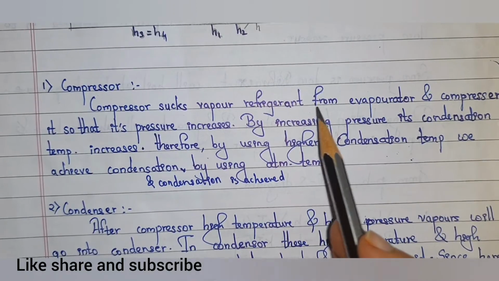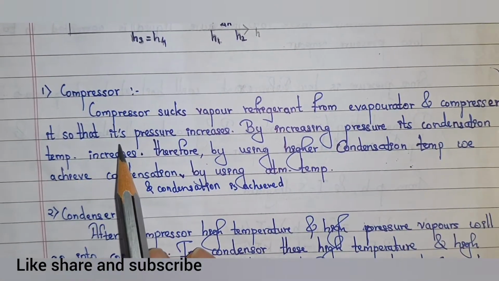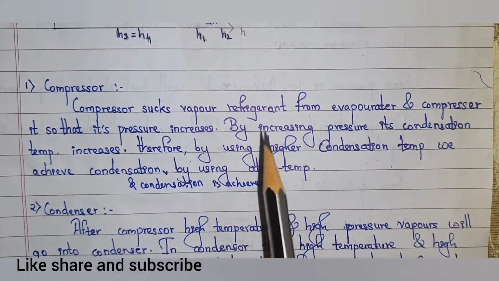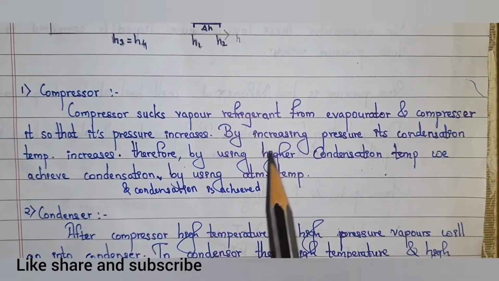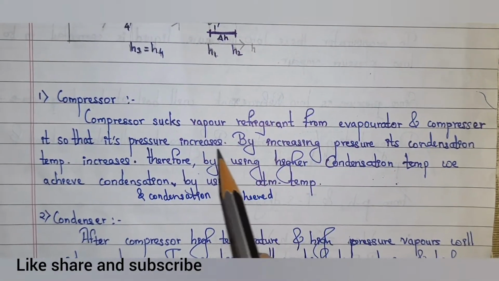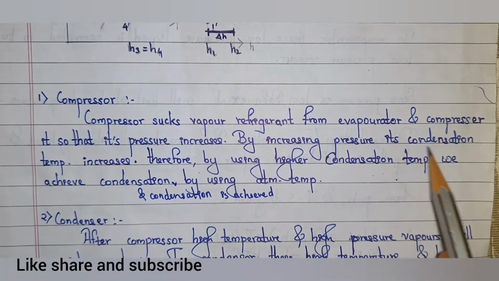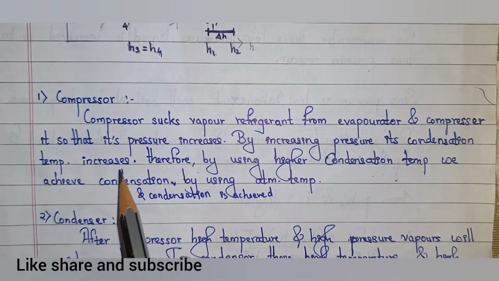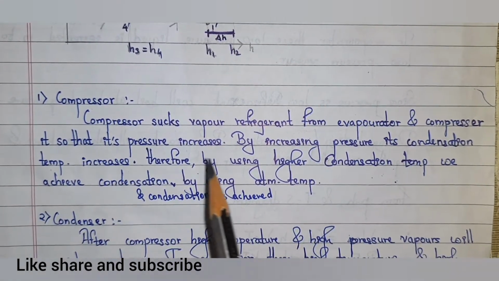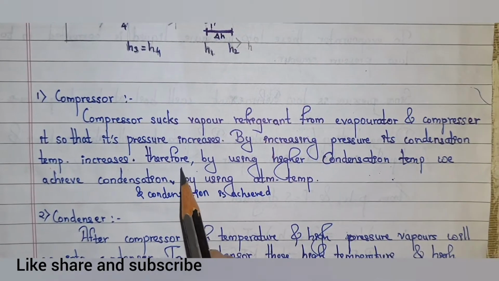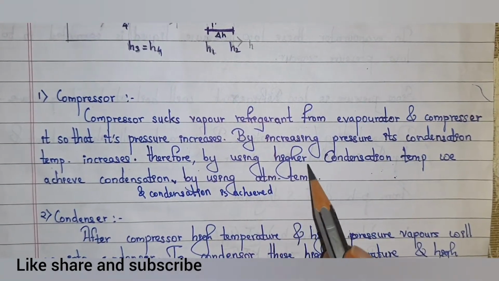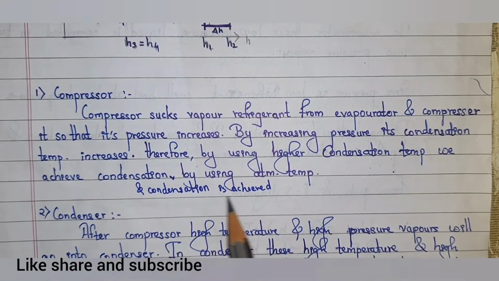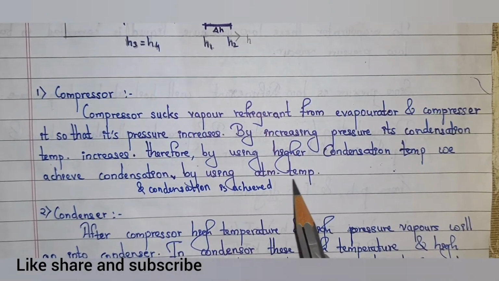The compressor sucks vapor refrigerant from the evaporator and compresses it so that the pressure increases. The basic function of the compressor is to compress the vapor and increase the pressure. By increasing the pressure, its condensation temperature increases, as pressure and temperature are proportional to each other. Therefore, by using the higher condensation temperature, we achieve condensation using atmospheric temperature.